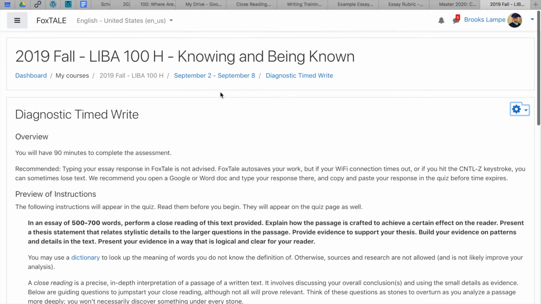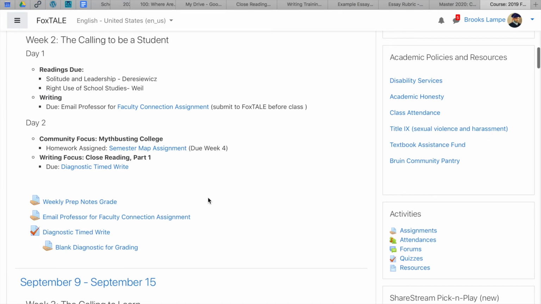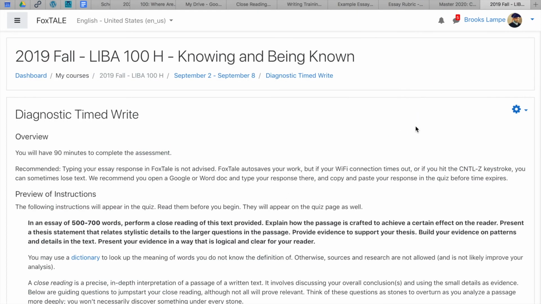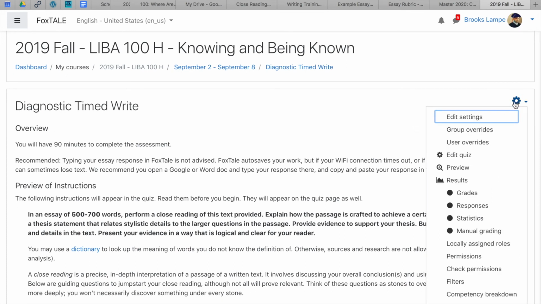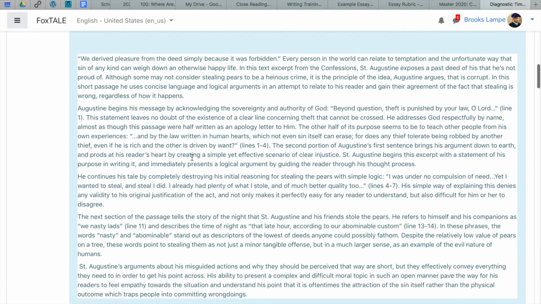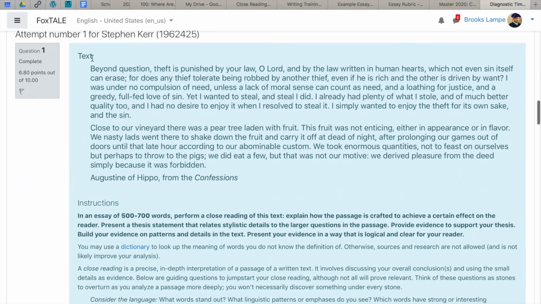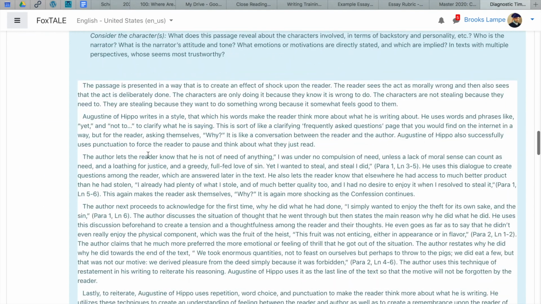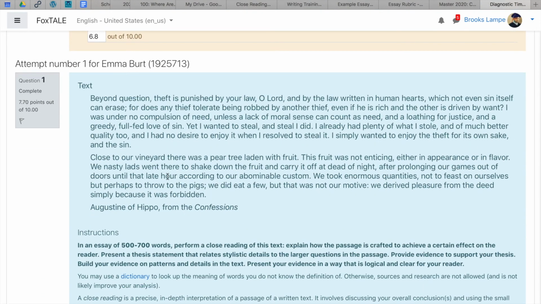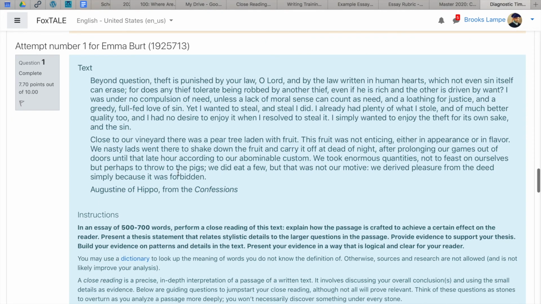So first of all, how to get to a good view of the submitted quizzes, so that it isn't super difficult to navigate. What I do is click on Diagnostic Timed Rate, and in the settings wheel, I select manual grading. And then it just lists, as one long page, all of the students' submitted essays, and there's a box for you to grade them in.